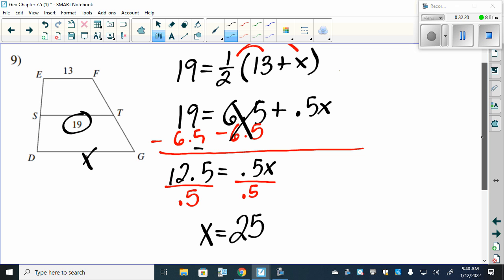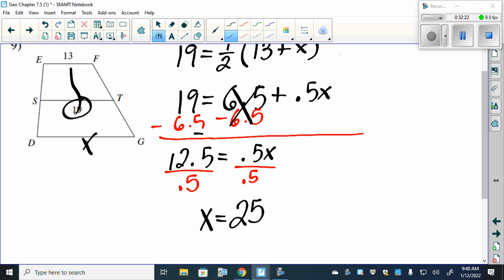Because it's in the exact middle, yes? The difference between these two here is 6, so the difference between these two has to be 6. So we get to 25.